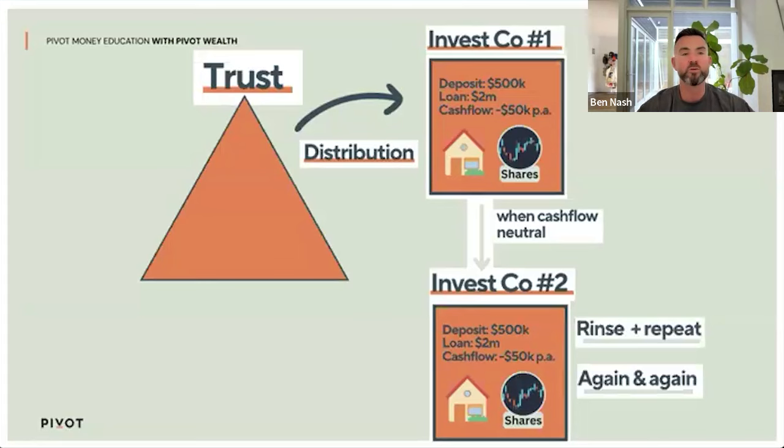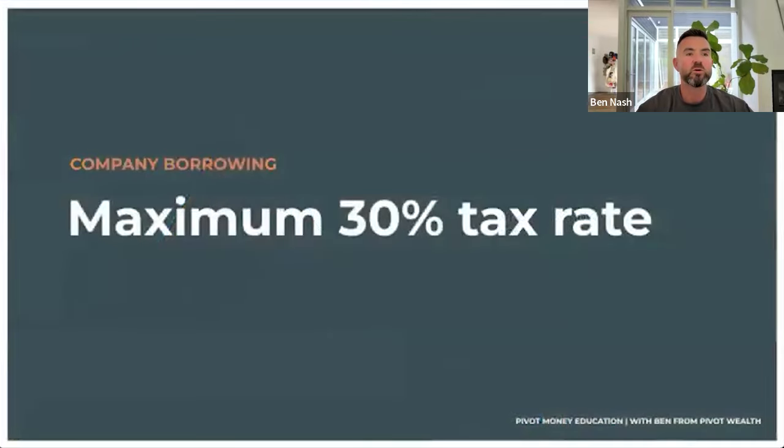Now, you want to make sure that you can obviously afford it and that you've got your buffers in place, and I'm going to talk a little bit about that as well. But when you do that, it's super, super powerful, and there's a ton of money to be made when you get this strategy right. Now, when you're borrowing, I just want to talk a bit about companies to dive a little deeper. There is that maximum 30% tax rate that I mentioned.